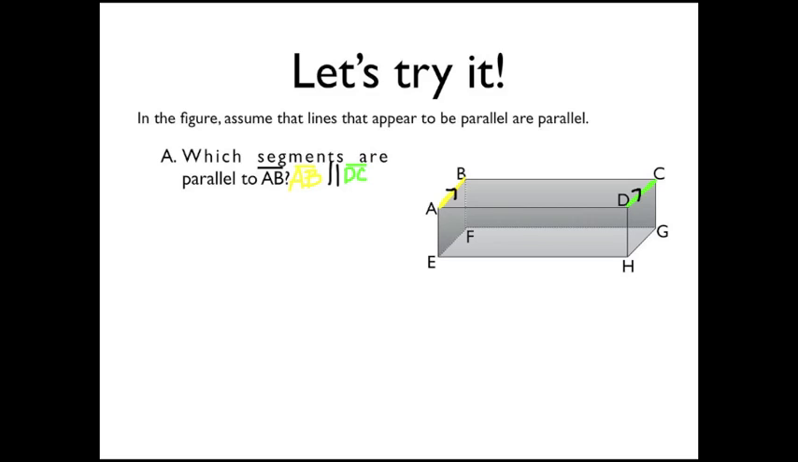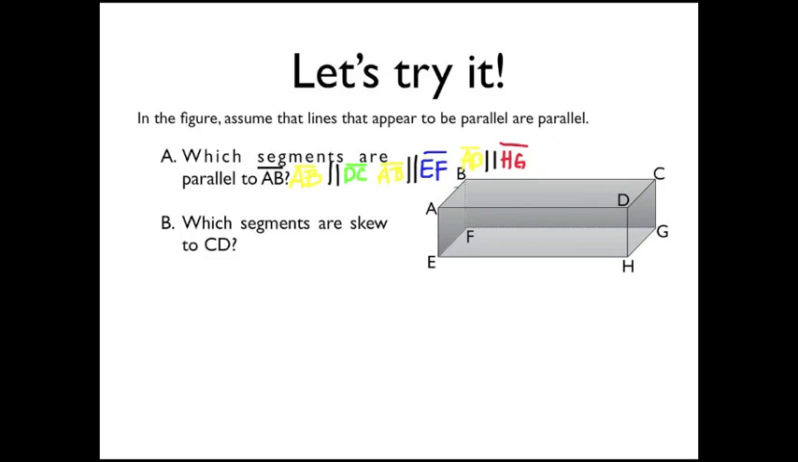So remember our parallel symbol looks like an arrowhead? But wait, that's not all. There are actually three segments in this figure parallel to AB. And we can label all of them with the same amount of arrowheads because they're all parallel to segment AB. Okay, which segments are skew to segment CD? Well, skew lines are lines that do not intersect and are not coplanar.